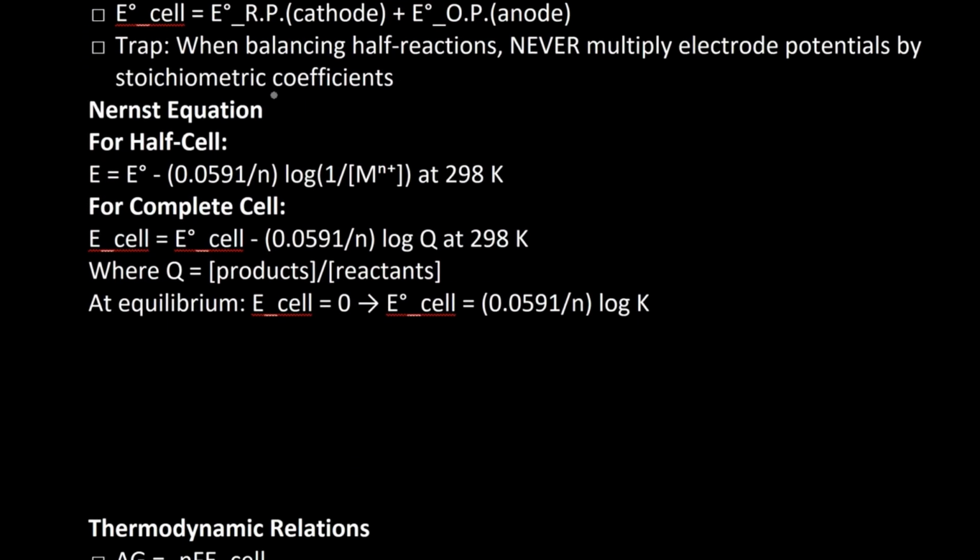And according to the Nernst equation, we have this for a complete cell. E cell is equal to E naught cell minus 0.0591 by n log Q. Q refers to products by reactants. Okay, at equilibrium, E cell is equal to 0, and for E naught cell we shall have this formula.